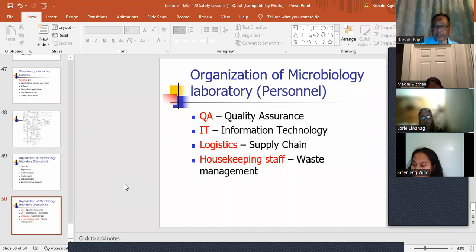When you see logistics, all that is supply chain. Your supply, your inventory, whether you use just-in-time inventory, make sure your inventory monitors your expiration dates, and then you have your housekeeping staff. It's really important to network with the housekeeping staff because they will make sure that your biological waste does not accumulate, because I'll tell you, it really makes your laboratory stink if it accumulates. And that's it for lecture 1.